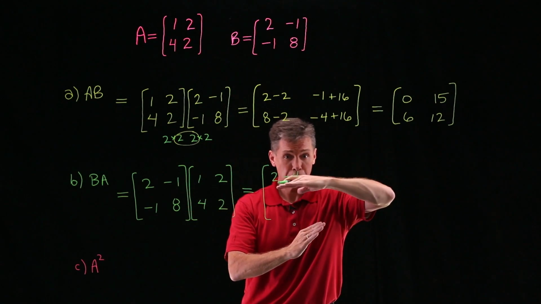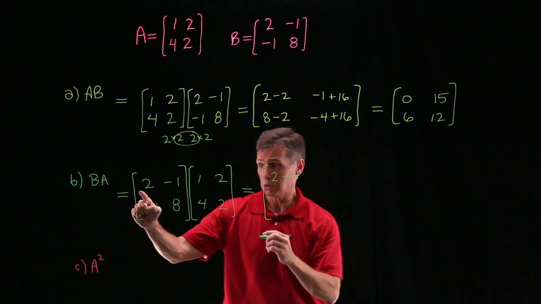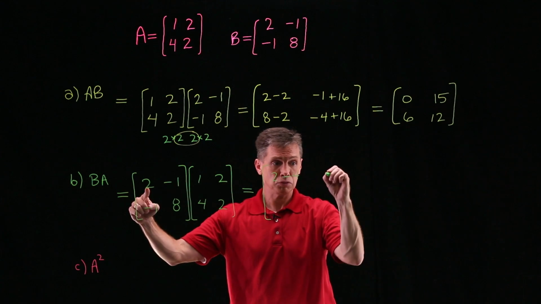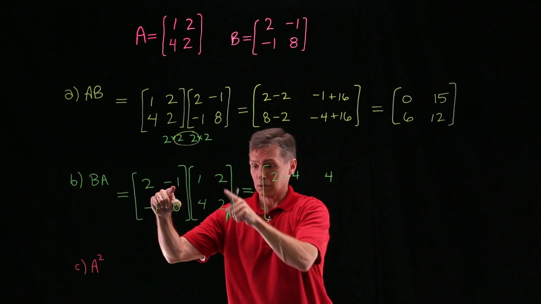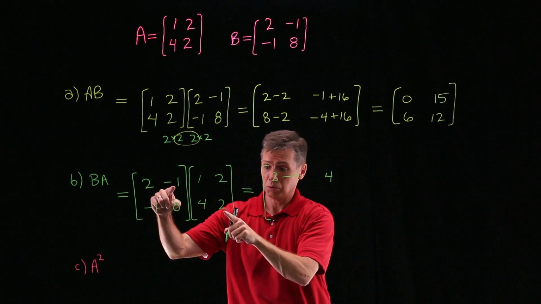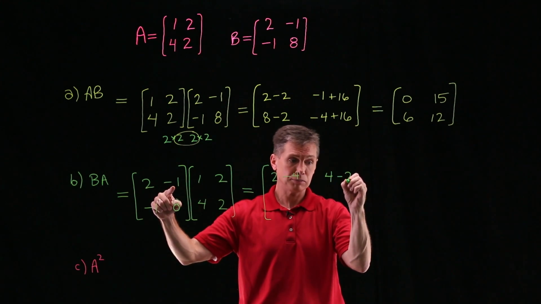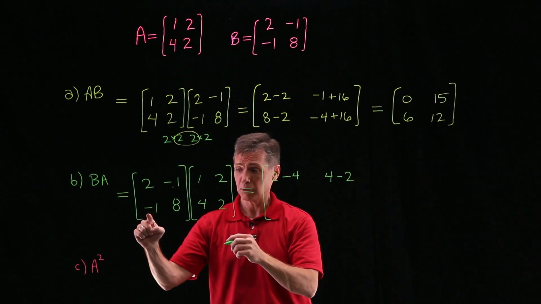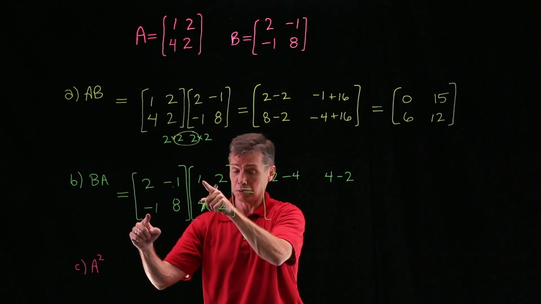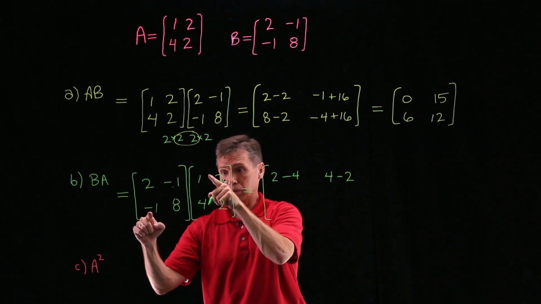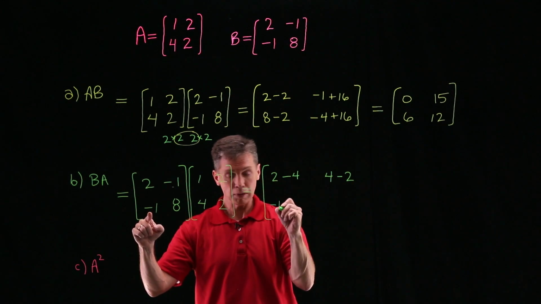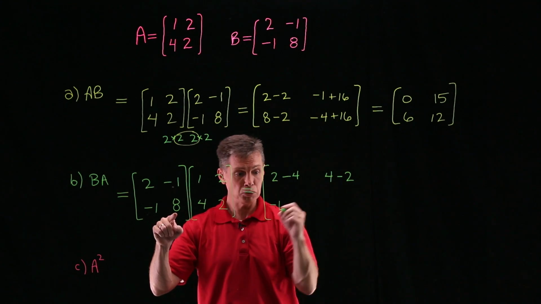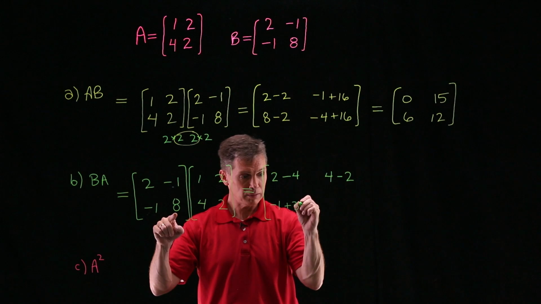Okay, to move over in my first row, second column, I'll use this first row, but this second column. 2 times 2 is 4. Over, down. -1 times 2 is -2. I'm adding that. I'll write it as subtraction. Okay, down to my second row. I use the second row here, but the first column in the second matrix. -1 times 1 is -1. Over, down. 8 times 4 is 32, and I'm adding that.